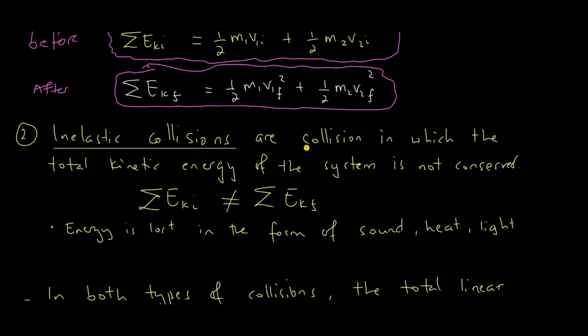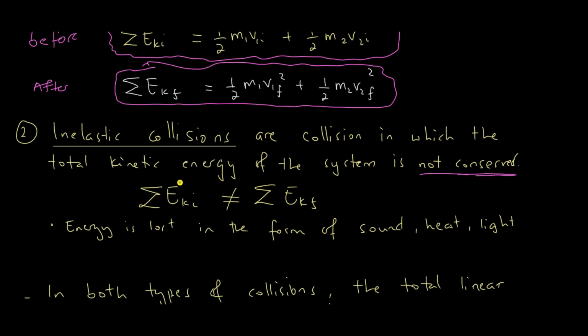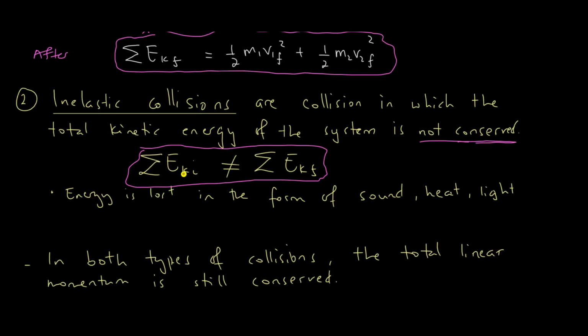In inelastic collisions, the total kinetic energy of the system is not conserved. In other words, it's not the same. Right? So you simply follow the same process here. You look for the kinetic energy before the collision, the kinetic energy after the collision. If you see that the two values are not equal, then you can conclude that particular collision was inelastic. So in inelastic collisions, energy is lost in the form of sound, heat, and light energy and other forms.